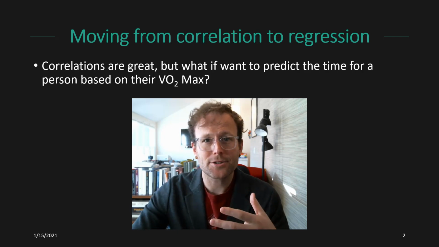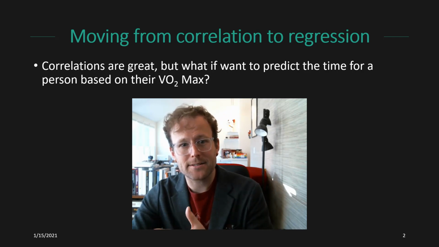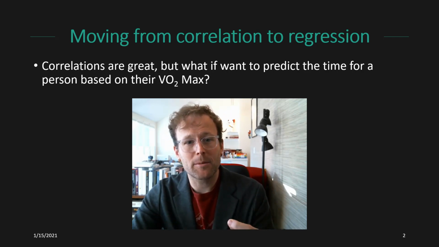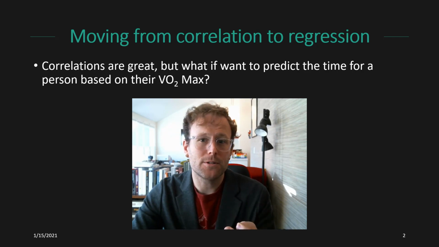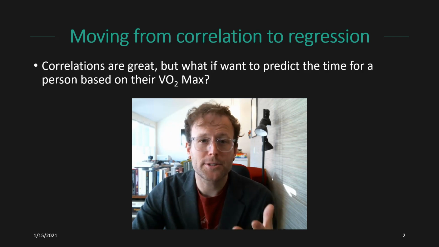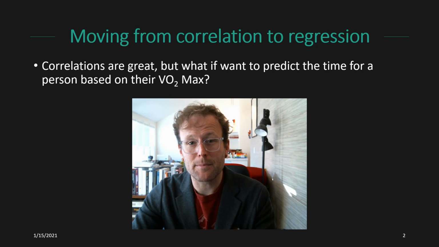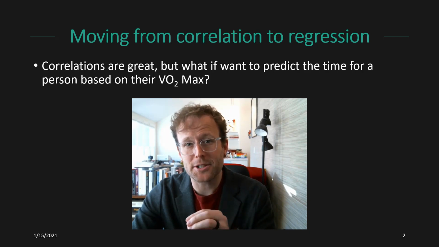So if we want to actually make informed predictions though, about how y relates to x, we need to actually keep those variables in their original units. So we had the example of a person's VO2 max predicting their 800-meter run time. The correlation is great for measuring the strength of that association, but if I actually want to predict a person's time, I need to do a regression instead of just doing the calculation of the correlation coefficient.